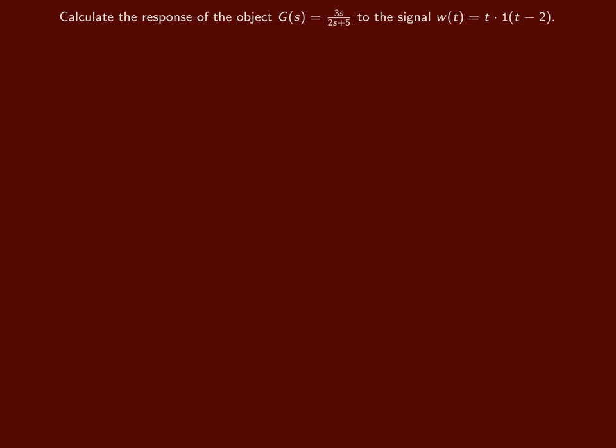In the next task, we will calculate the response of the object G(s) to the signal w(t). We need to start by representing the input signal in the complex variable domain. Let me remind you that in order to apply a delay, in every place where the variable t appears, there must be the same dependence as in the delay, which in this case is t minus 2.